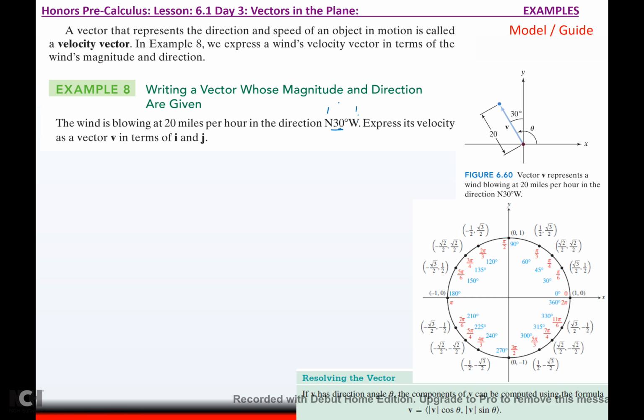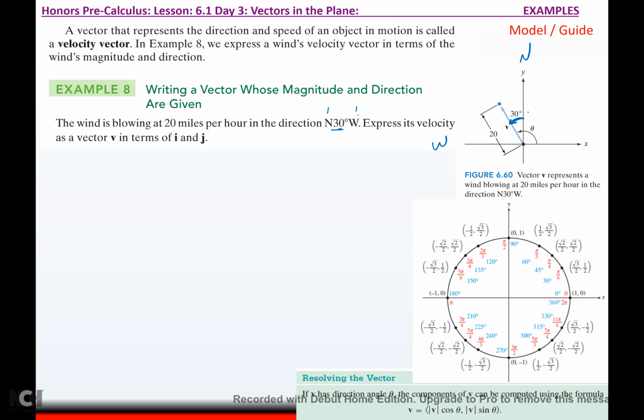That means west of north. So here's north, here's west. 30 degrees west of north would be this angle right here. And it wants me to express its velocity as a vector v in terms of i and j.